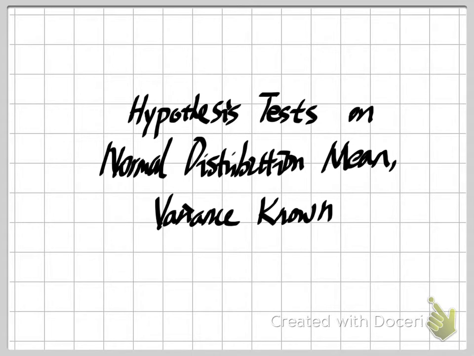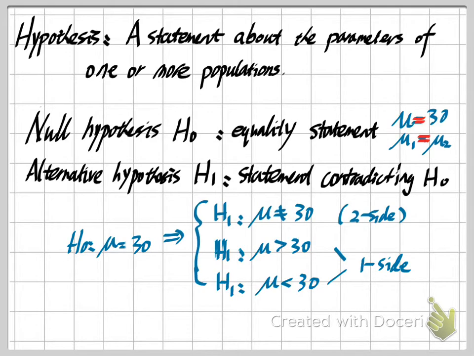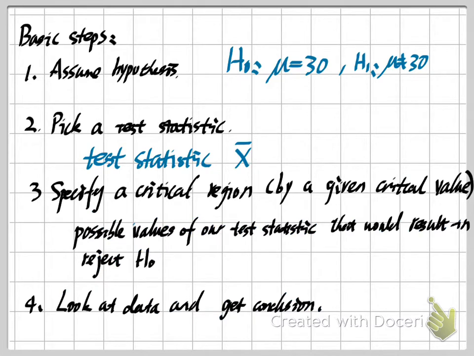Here, we know the population follows a normal distribution, and we also know the population variance, sigma squared. To do this hypothesis test, the first step is still to choose our hypotheses, the null hypothesis and the alternative hypothesis.